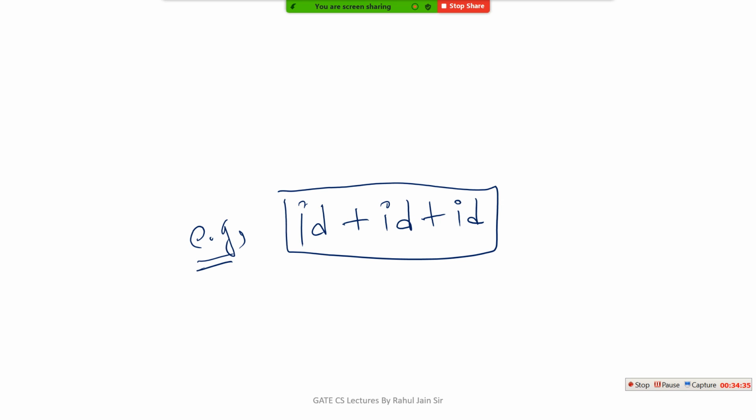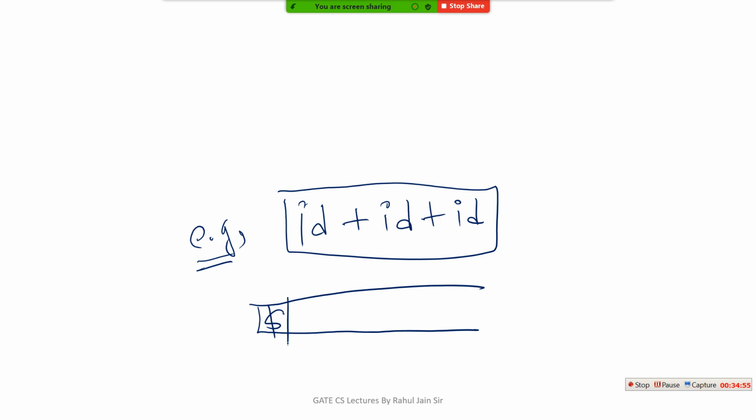Once again I am telling you, after that you need to solve the GATE questions. Okay, so just focus once more. If any candidate didn't get how to construct the parse tree with the operator precedence table, then just focus once again.